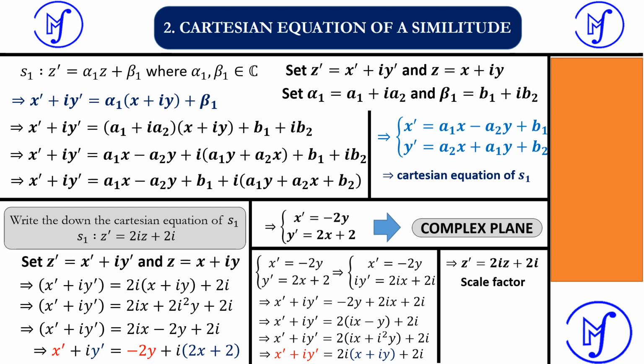Now let us just give some few properties. The scale factor is the modulus of 2i, which is 2. The angle of rotation is the argument of 2i, which is pi on 2. And I'm going to leave you to find the invariant point. Remember, the invariant point is also the center of the transformation.